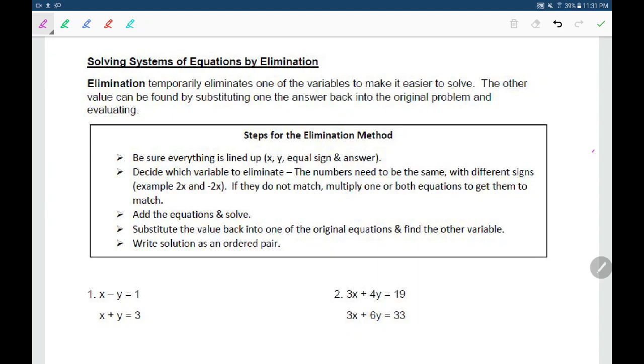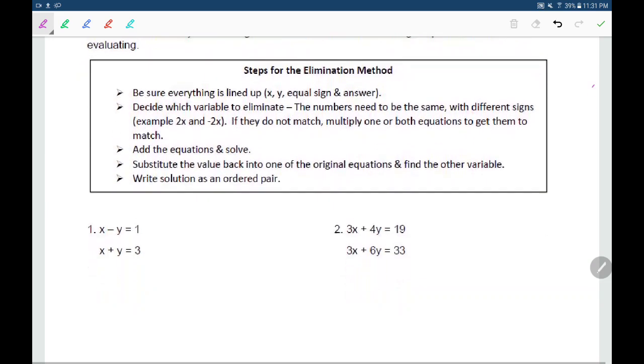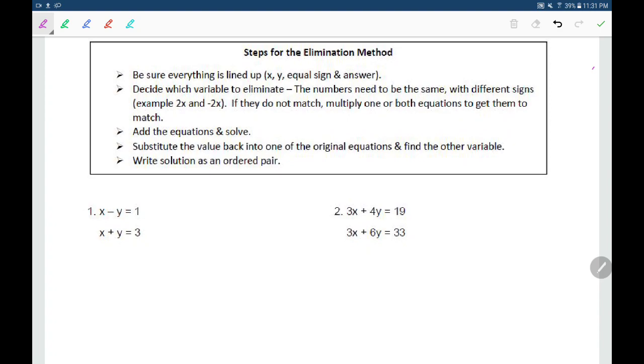Basically what we're going to be looking for is we want to have opposites that would get either the x's to cross out or the y's to cross out when we're dealing with these problems. So the setup is a little different than when we are dealing with graphing and substitution. For elimination, the problems look a little different. They have everything lined up nicely in rows. So the x's are lined up together, the y's are lined up together, our equals, and our answer part.